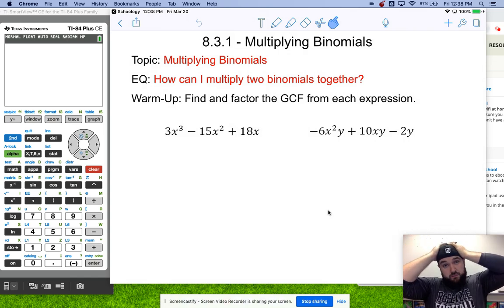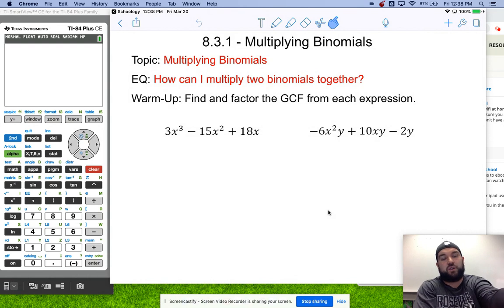Section 8.3 is all about multiplying binomials together. So I'm splitting this into a two-part video. The first part will go pretty quickly, but it's all so the previous video 8.2 talked about factoring, and before that we talked about distributing, and we're going to compare those first, and then we'll get into the new content.